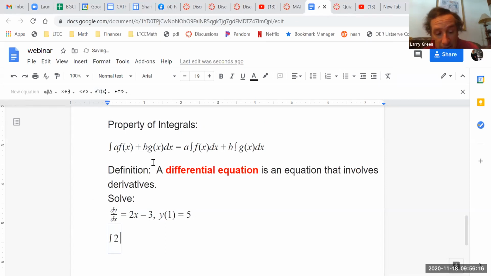2x minus 3 dx. We don't have an a and a b, do we? It's not 1 and 5, by the way. Don't get that confused. All right, hopefully you can all do this. What is the integral of 2x minus 3?